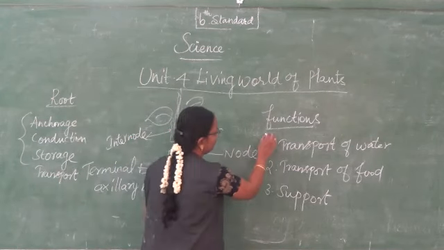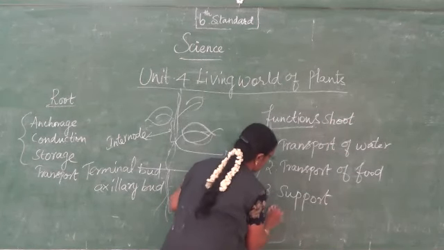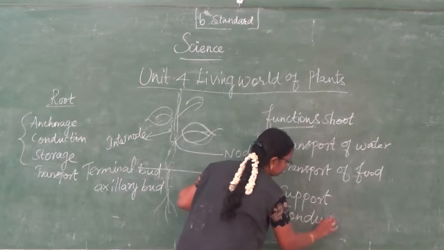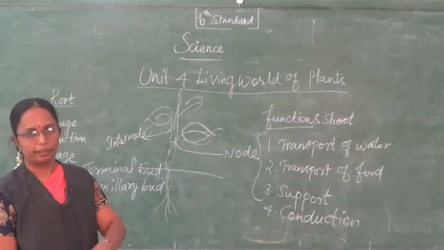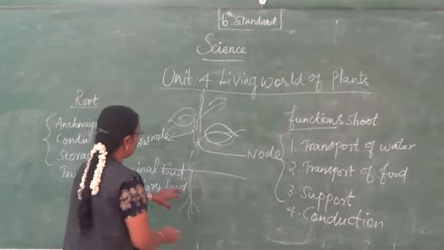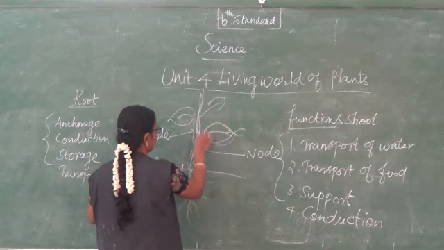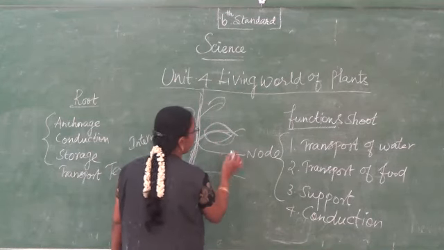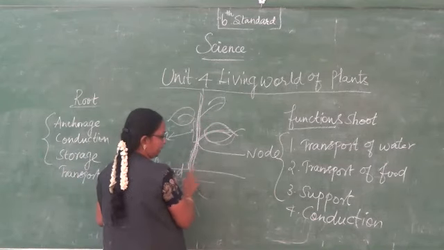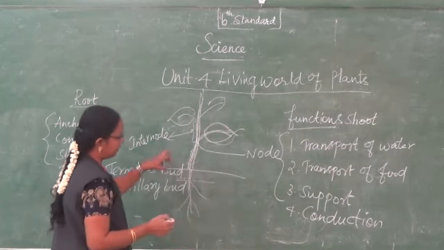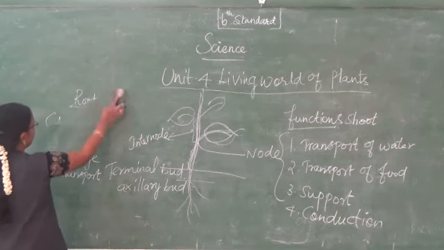So this is the main function of the shoot system, and also conduction. Transport and conduction: the root is taking the water and minerals from the soil, and then it is passed through the shoot system. The shoot is sending the water and minerals to the other parts of the body. And conduction means the same: the plant is taking the water and passing it to all parts of the body. This can be explained through an experiment.